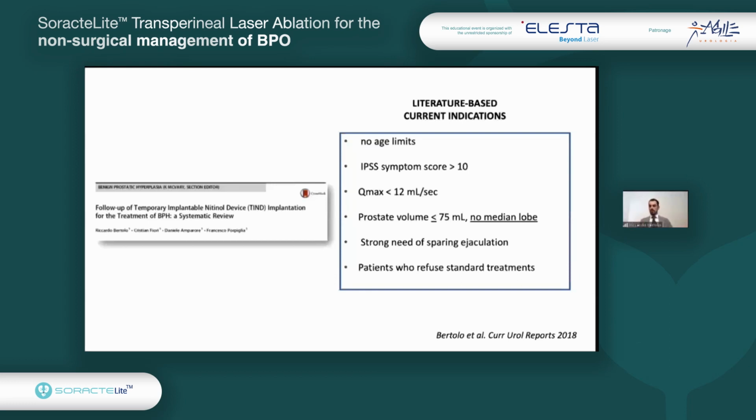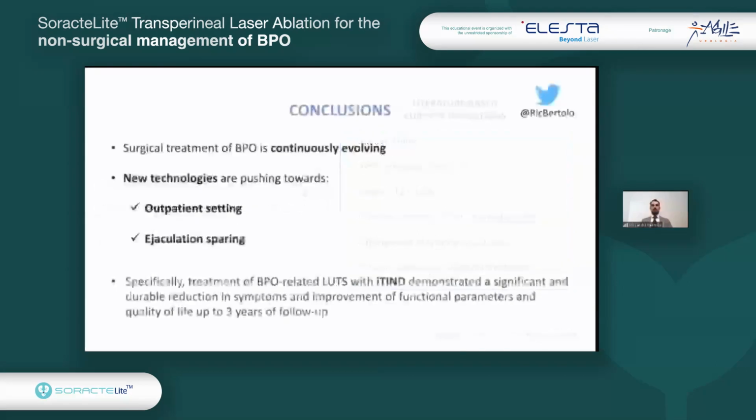The cohort of patients to whom this kind of technique is dedicated is very selected. So patients who generally refuse TURP treatments because they are afraid of losing the ejaculation. So they have a strong need of sparing the ejaculation.